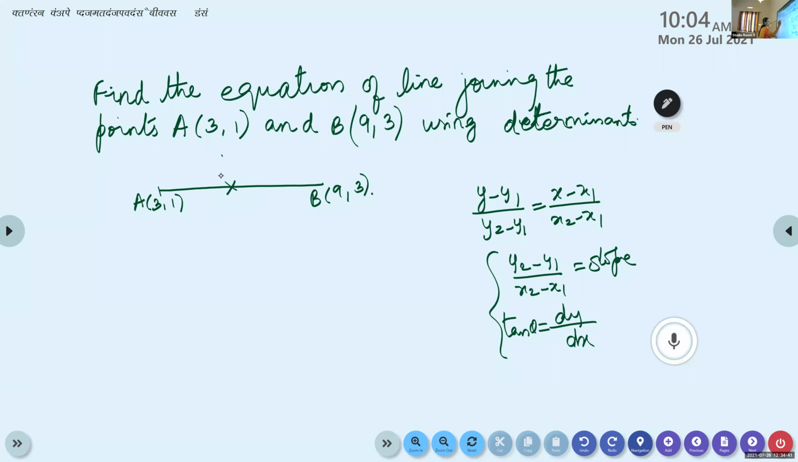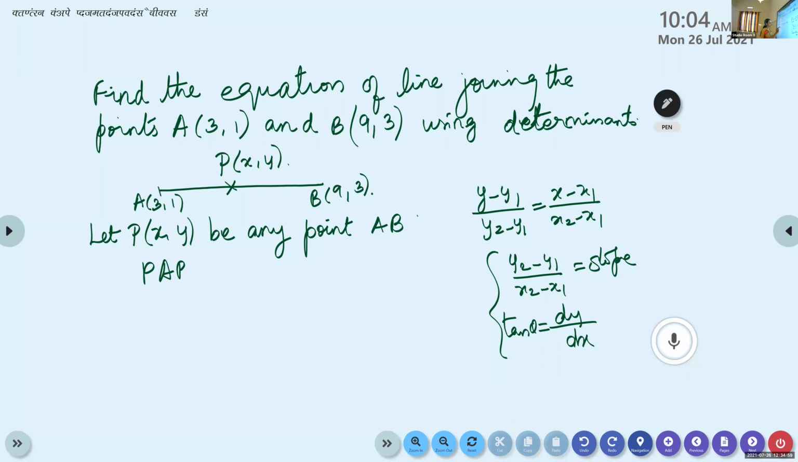So what we can do is take a general point. Let P(x, y) be any point on AB. Therefore, PAB is a straight line. Is it a straight line? It is a straight line. Therefore, what can we say? The area of triangle PAB will be equal to 0.